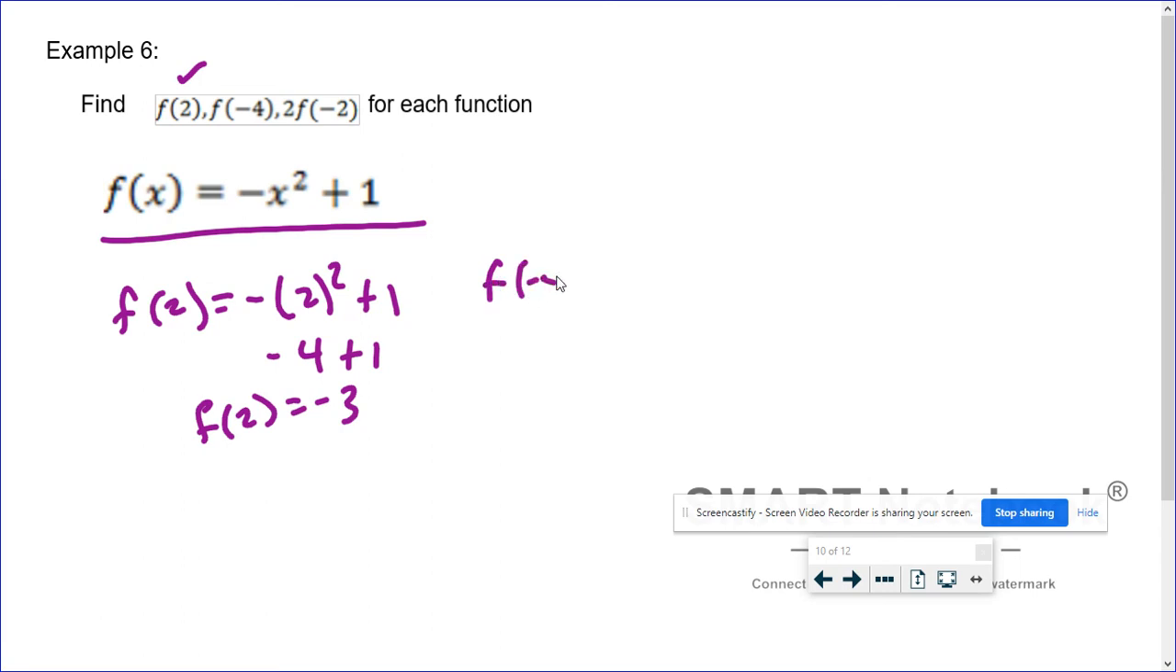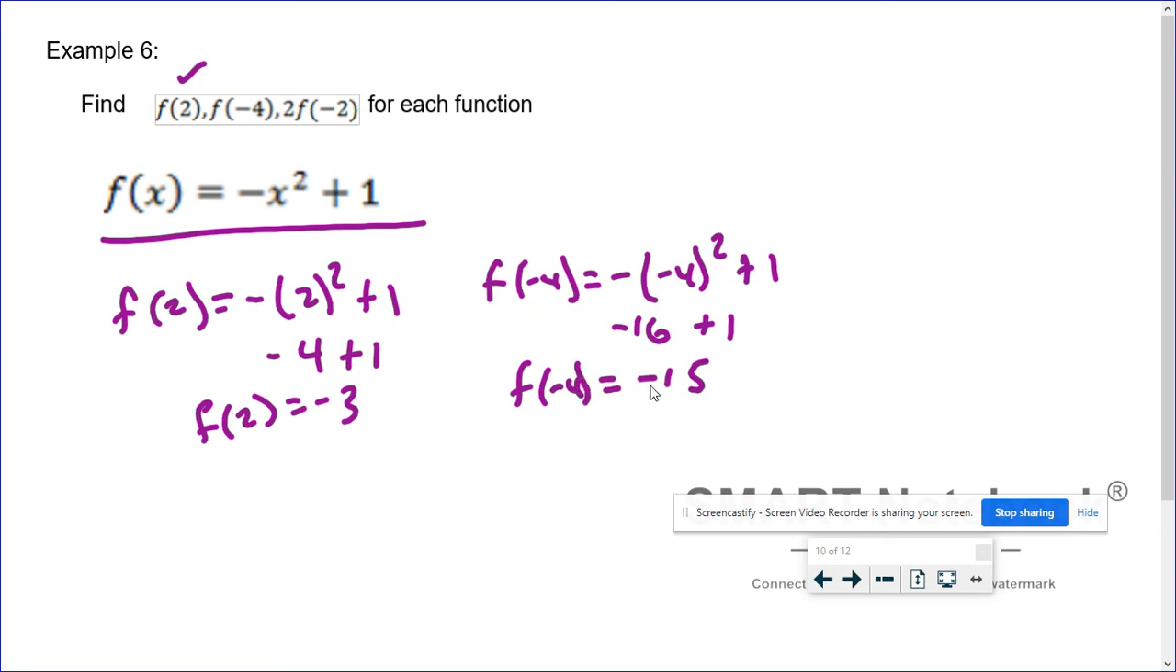For f of negative 4, I'm going to substitute negative 4 in for x and then evaluate. Again, that negative sign is this one here. Inside the parentheses, I have -4 because I'm substituting -4 in for x. -4 squared is 16. That negative sign is going to make it -16. And plus 1 makes it -15. So f of -4 equals -15.